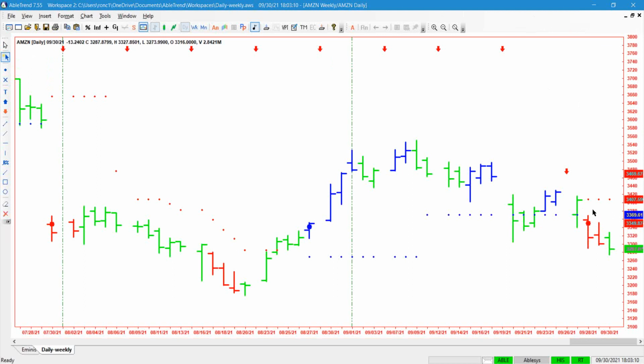This is a daily, weekly chart. More for longer term trading, swing or longer term. Obviously not for day trading, and that's a good thing if you can't be in front of your computer or have any interest in day trading. This is great for the longer term. You got a red bar, which is a daily sell signal. You've got the red arrow, which is the weekly sell signal. Red is sell, red is sell.